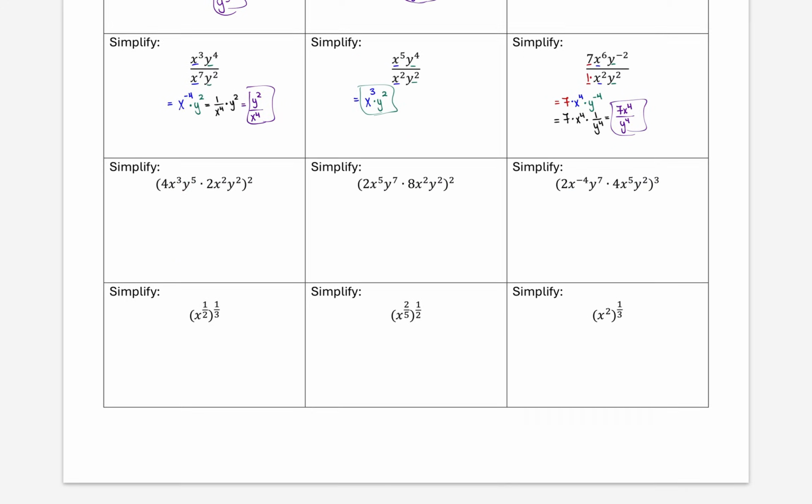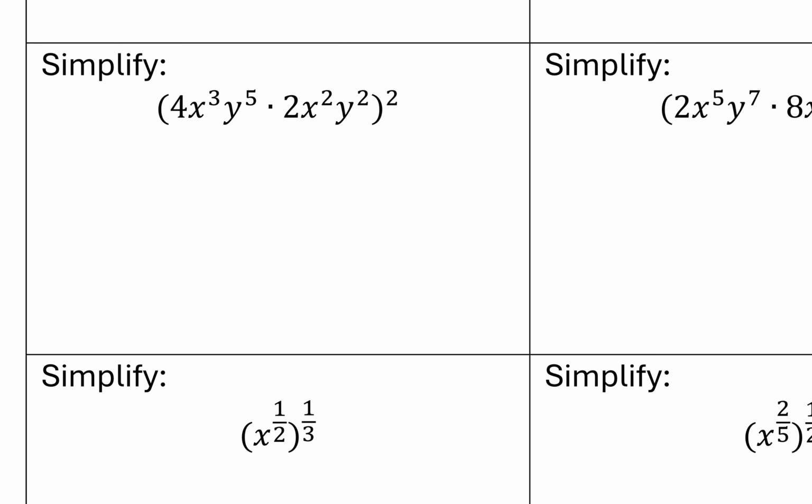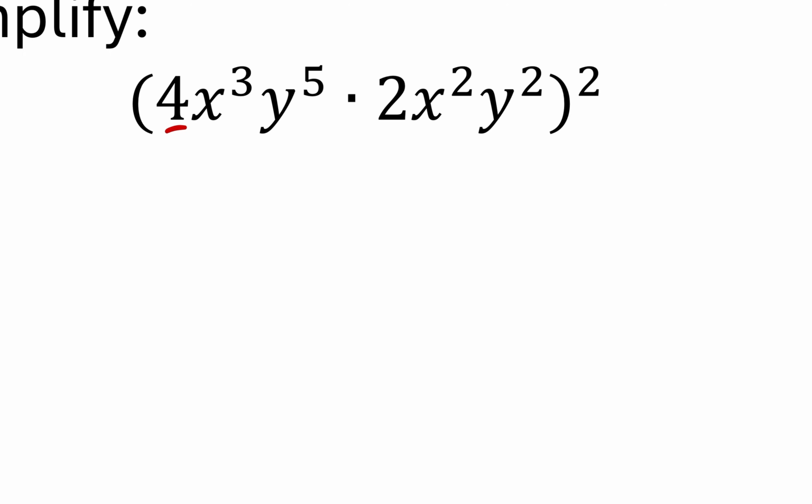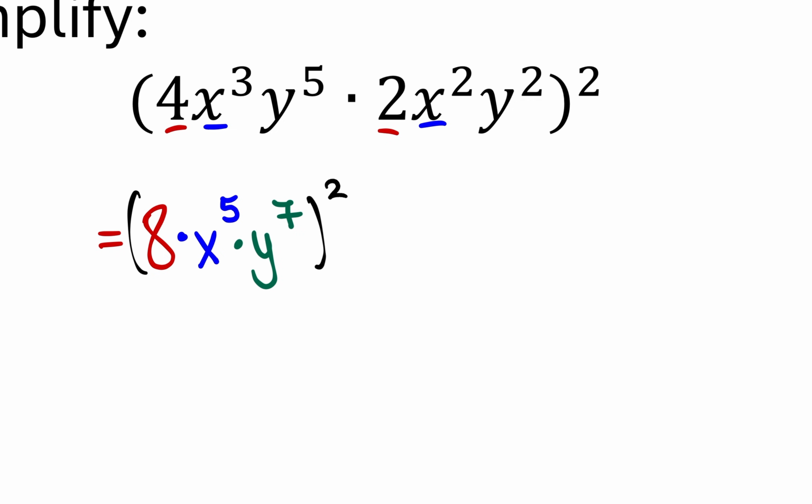Okay. Then we have the following. We multiply the coefficients first. So we have 4 and 2. That's going to turn into positive 8. Then for the exponents, or for the x's, we have times x to the fifth power. Then we have times y to the seventh power. Keep in mind that all of this is wrapped in parentheses to the second power.